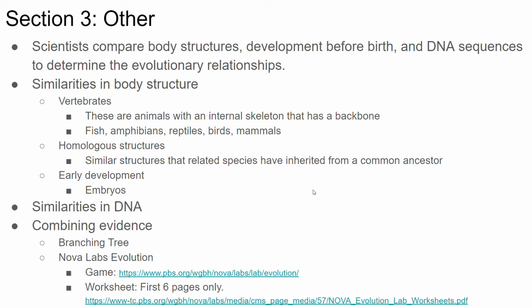Alrighty, y'all. So we are going to get started on the final two sections for your text. They're both pretty short, so you can get through them pretty quickly. So we'll start with section 3. This is chapter 5, section 3, and it's called Other.